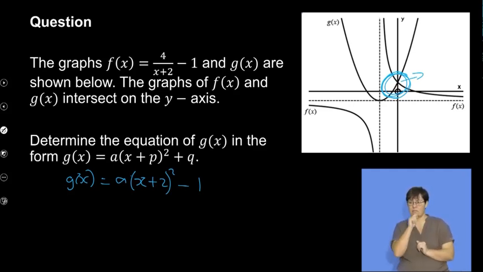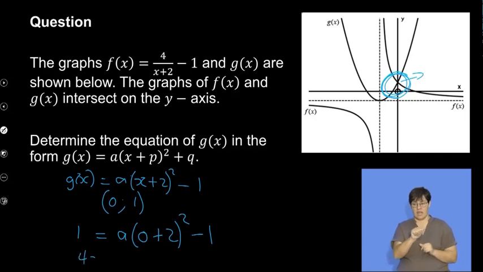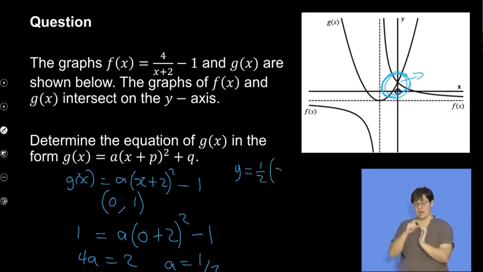And for it to be the y-intercept, it means x will be 0, so it will be 4 over 2 minus 1, which is 2 minus 1. So the y-intercept is 0 and 1, so 1 equals a into 0 plus 2 all squared minus 1. If you solve for your a here, it will be 4a equals 2, and then a will be equal to 1 over 2. So my equation will actually be y, or g of x rather, equals 1 over 2 into x plus 2 all squared minus 1.